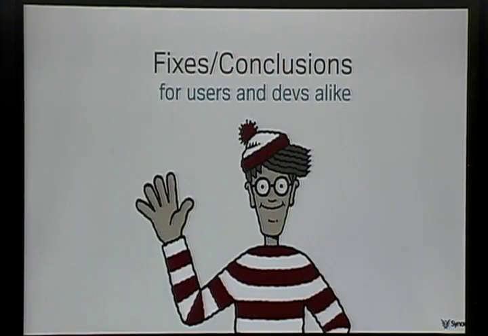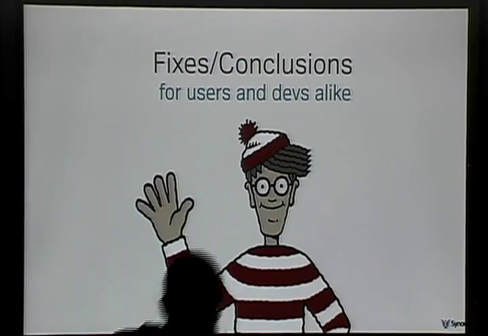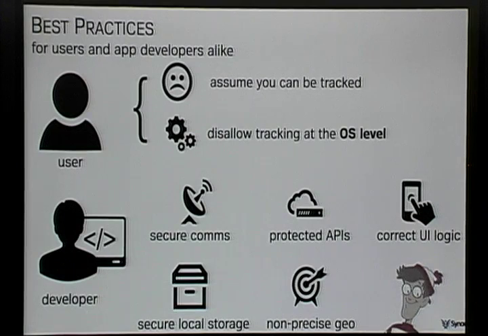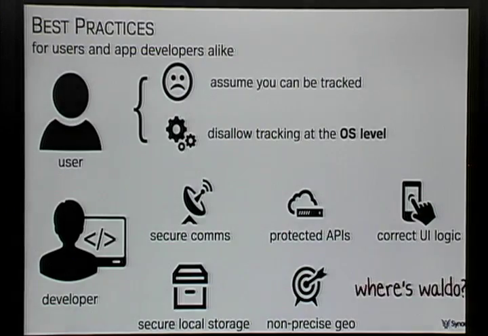So, all right, as a location-aware app developer, what can you do to not fall in this trap? And as for your users, what can you do to protect yourself? Users, assume that you can be tracked. Accept it as a fact and act accordingly. If you're really paranoid, drill down into the location preferences in your phone and turn off location sharing for apps at the OS level. Developers, you really need to be sure you're implementing your secure comms correctly.